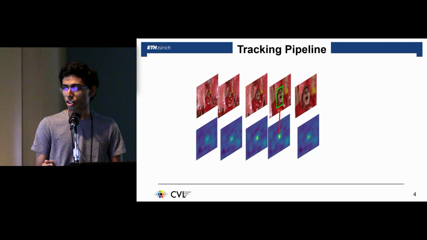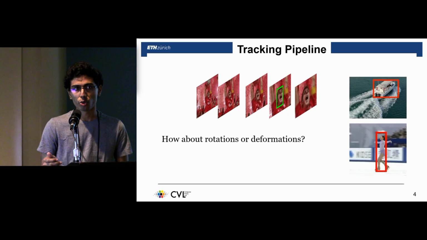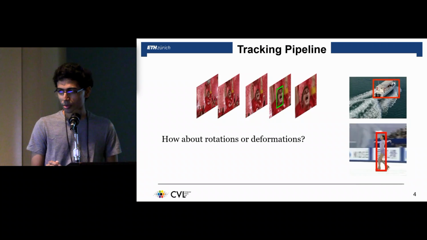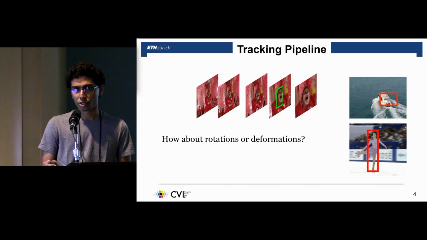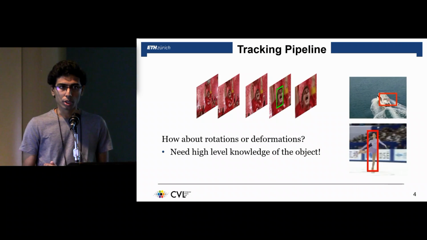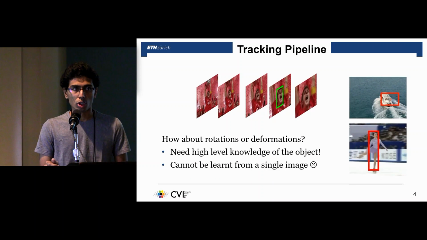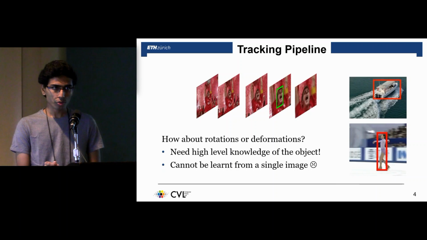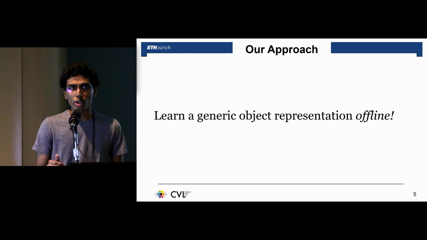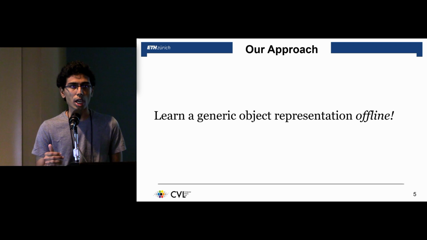As we can imagine, this strategy works fine when the target undergoes simple scaling. However, how about the cases when there are rotations or deformations? We have seen twice that the tracker fails in these cases. So in order to effectively handle these scenarios, the tracker needs to have a high-level knowledge of the target object. For example, it should know what constitutes an object boundary. Unfortunately, such high-level knowledge cannot be learned from a single image. Thus, in our approach, we aim to learn a generic object representation offline, which we can then utilize for a bounding box estimation task for any arbitrary object online.